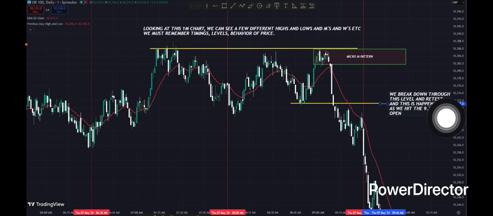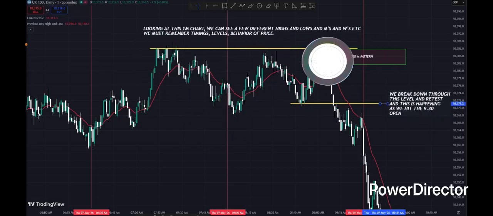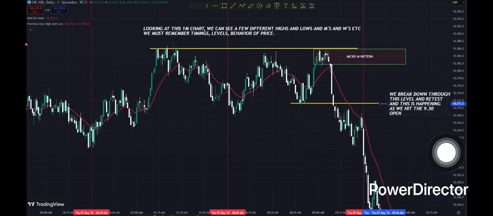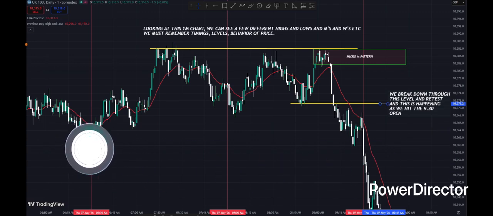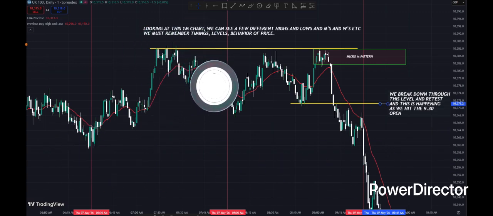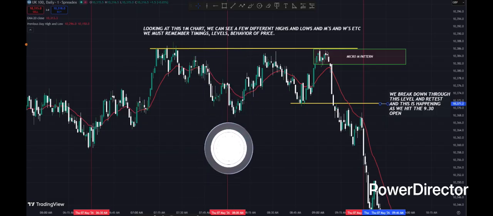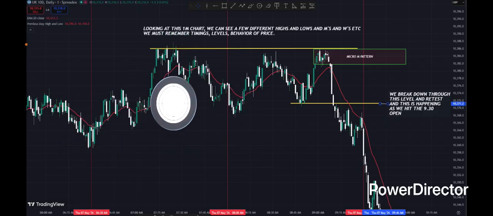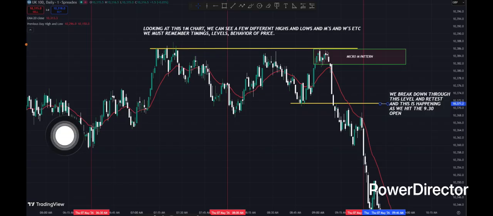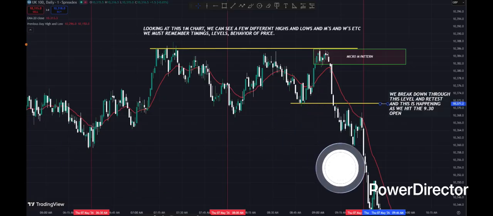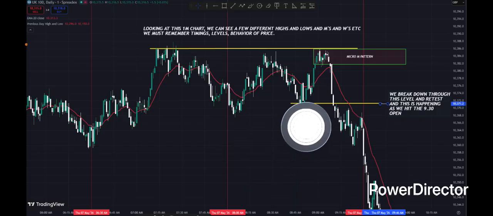Now here we're looking at a 1 minute chart and we can see a few different highs and lows and M's and W's, etc. We have to remember timings, levels, behavior, and price. So we might see this low and then see this high and try to get in the market here, but we're getting in the market early, before 8 o'clock. So even though you think maybe you're seeing something happen, chill. Wait for the session timing windows to be in effect, and also look at the timing rotations for your trades.